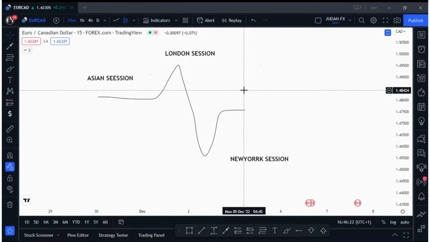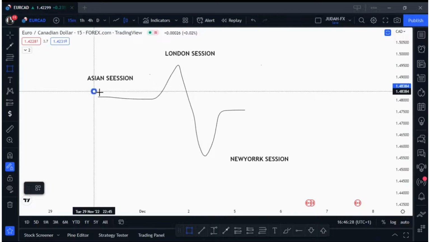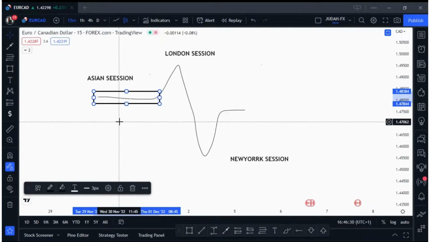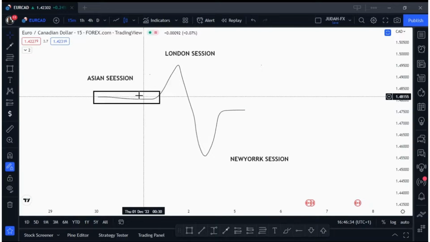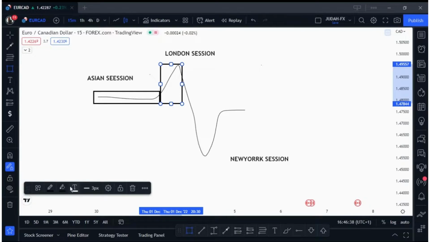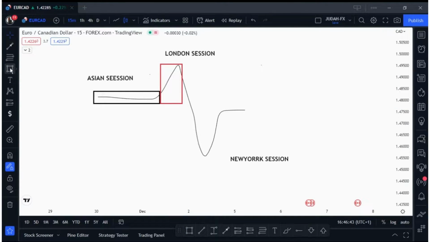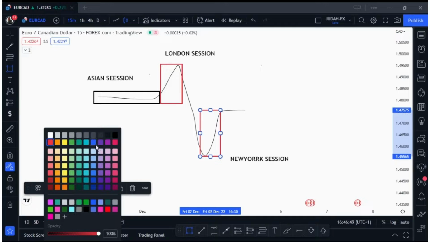The way this works, this structure is broken down into three pieces. We have the Asian session, which lasts for about 8 hours, which is this sideways movement you see here. Then the London session is the breakout session. And then the New York session is the reversal session, right?